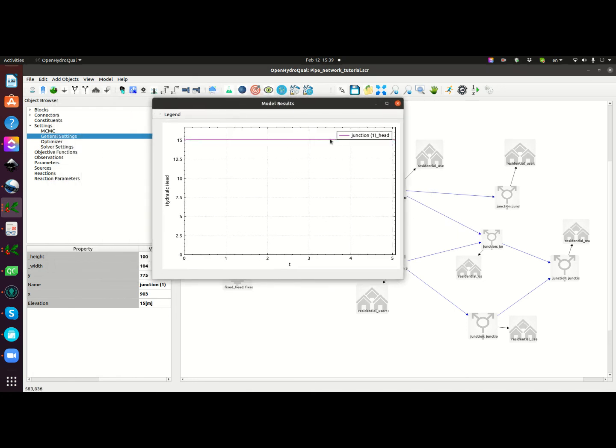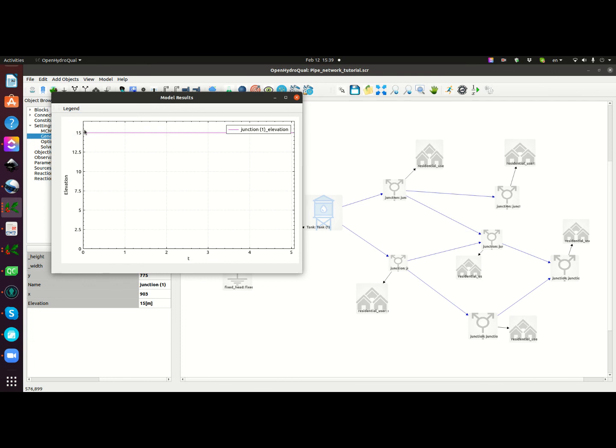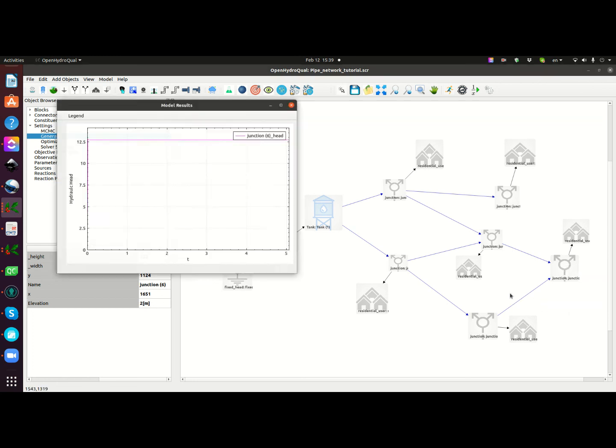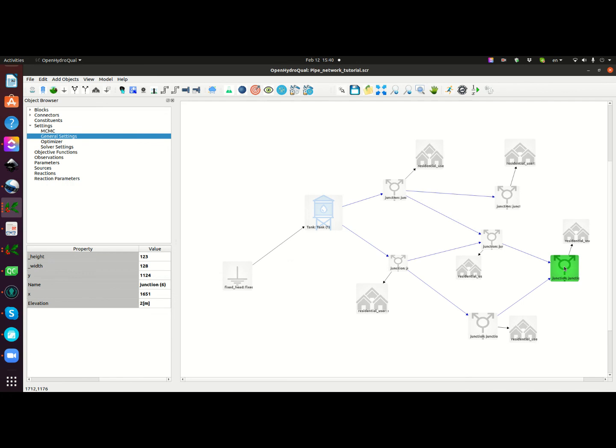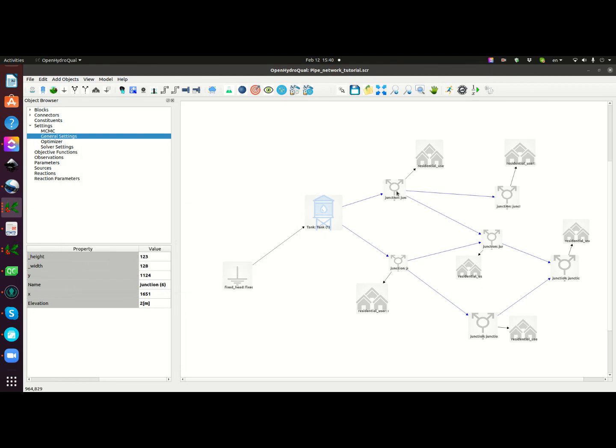So this is the hydraulic head of my junction 1, which is a little higher than 15, and so this may not be adequate because if you remember the elevation is 15. So I have a little bit of head above what I need. Now I can look at another junction. Let's say here my junction 6, the hydraulic head is going to be 12.5. The elevation is 2, so I have adequate pressure right here. So I have some problem here in my junction 1.